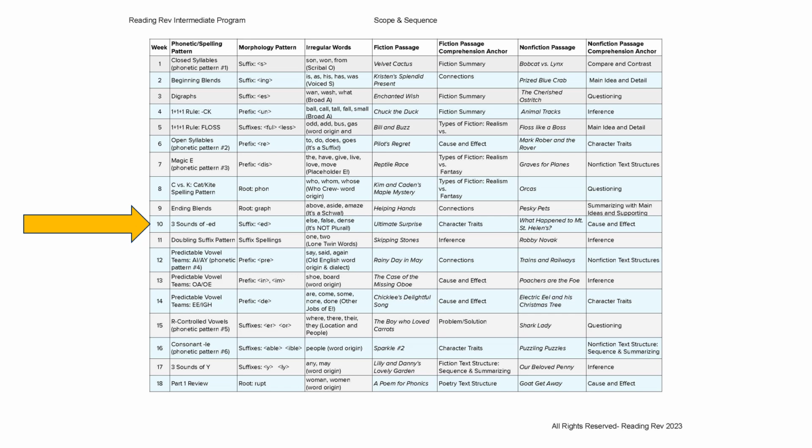So for this particular class's data, I have the majority of my students needing suffix spelling patterns, the 3 sounds of ED and the doubling suffix pattern. The majority of my students needed vowel teams, R controlled, and consonant LE. So I would choose to begin the program after my 4-week review at week 10.